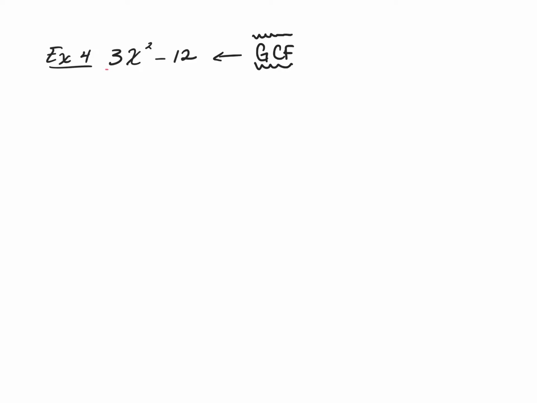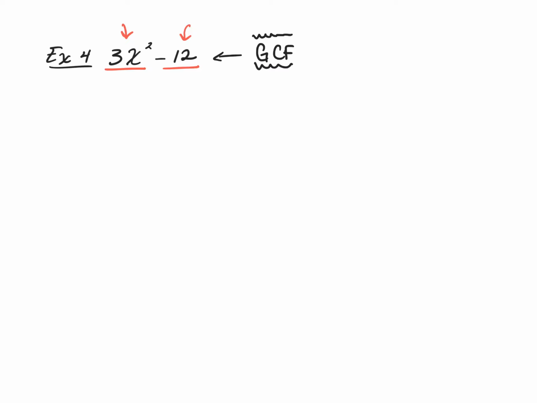So if I take a look at this first term, it says 3x squared. And the second term says negative 12. So at the end of the day, what I'm looking for is, if I wanted to divide, would I be able to divide something away from the first term that I could also divide away from the second term? And the answer is yes.